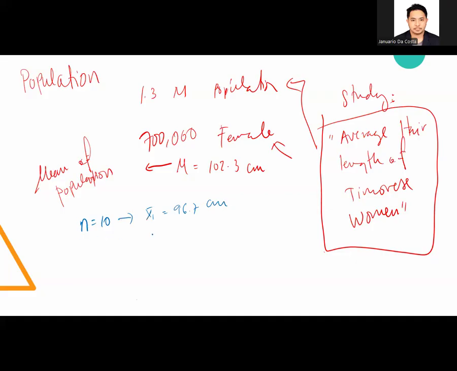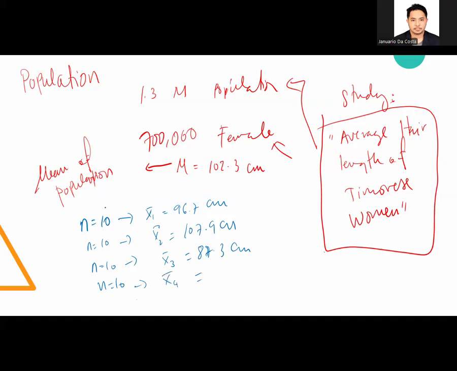I take another 10, and I get x2 equals, let's say, 107.9 centimeters. I take another 10 sample, x3, let's say equals 87.3 centimeters. I take another n equals 10. So n equals 10 doesn't change, yeah?